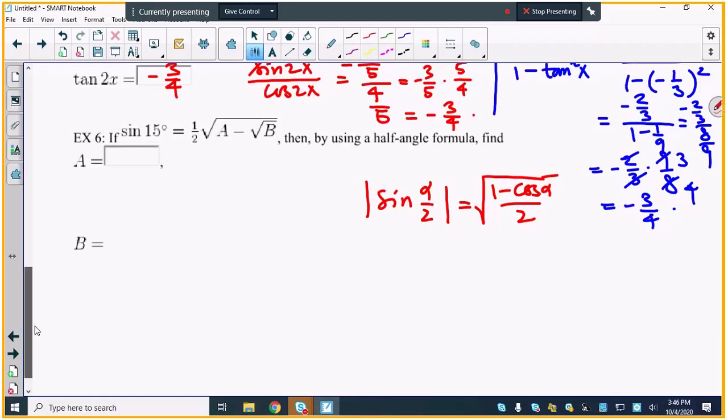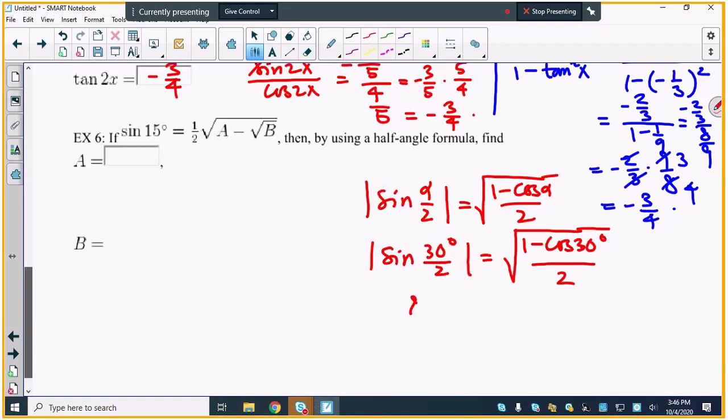Now, I want to know sine of 15 degrees, which is half of 30 degrees. So I can say the absolute value of sine of 30 degrees over 2 equals the square root of 1 minus cosine of 30 degrees over 2. Now sine 15 degrees will be positive because 15 degrees is in the first quadrant. So I can simply take the absolute value and just do the positive answer. So that will be 1 minus, now cosine 30 degrees is going to be square root of 3 over 2, and that is over 2.